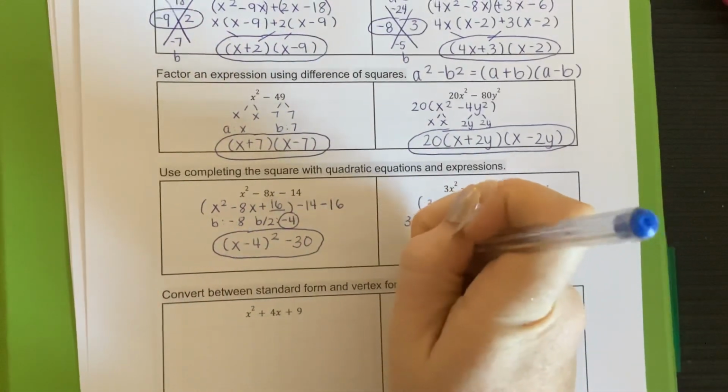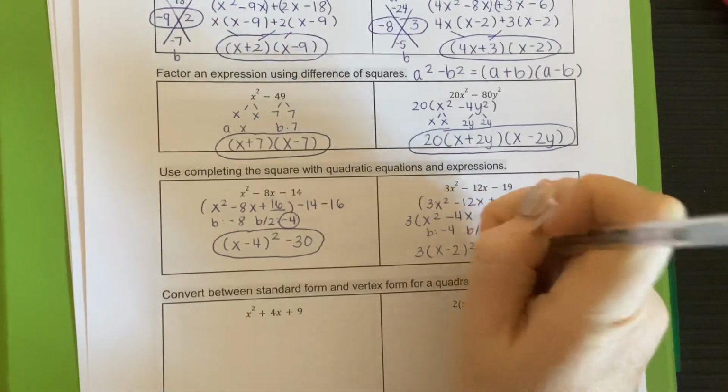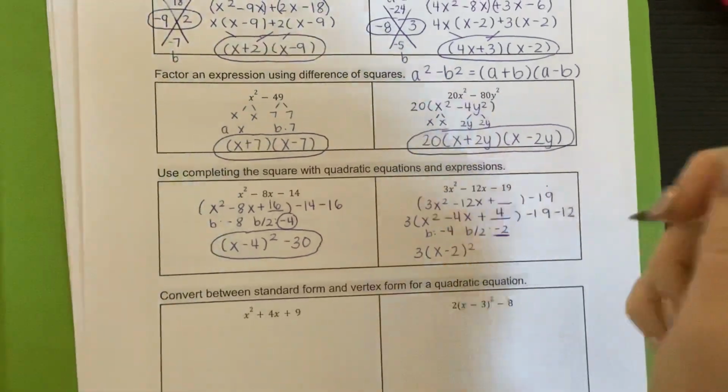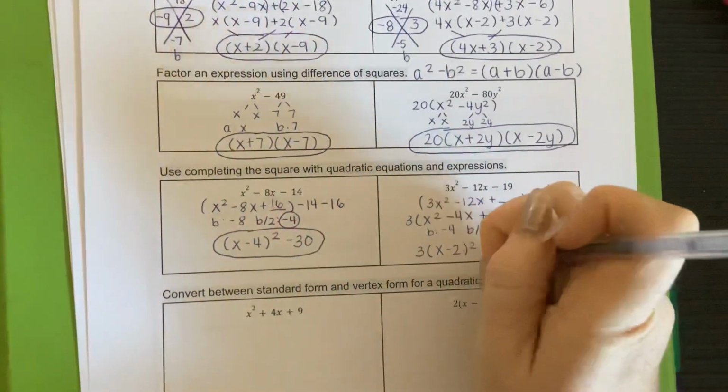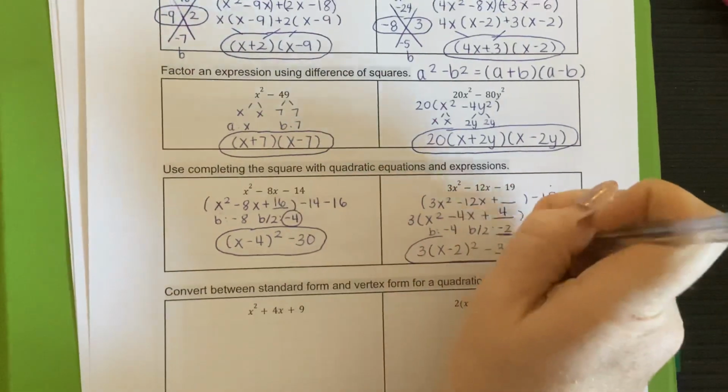So now when we factor, it's going to end up being 3 times x minus 2 squared, because that's our b over 2 value. And then if we combine these two together, that's going to be negative 31. That would be your completing the square.